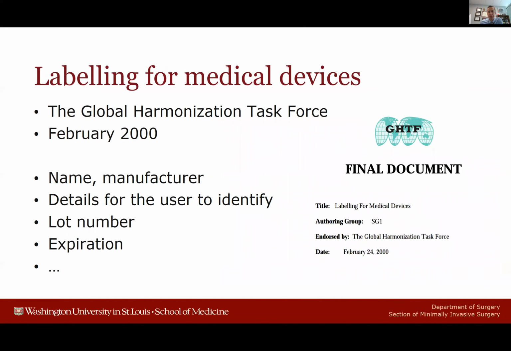Now, there has been some work to make a little bit of forward progress in this category. This goes back to the labeling of medical devices done by the Global Harmonization Task Force. This was over 20 years ago, where they set out to standardize that all product labels should include the name, manufacturer, as well as the details for the user to identify what is in the product, including both the lot number and the expiration date.